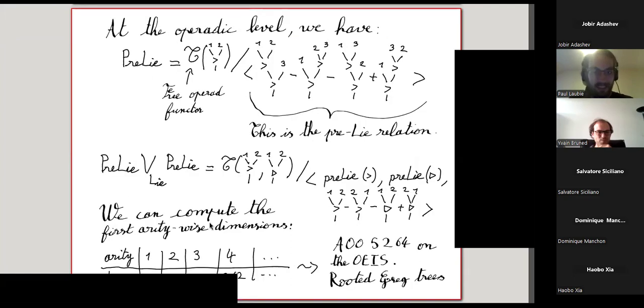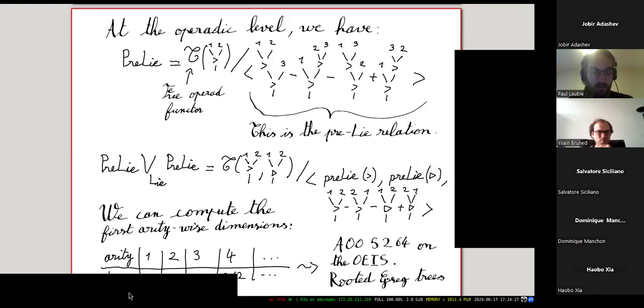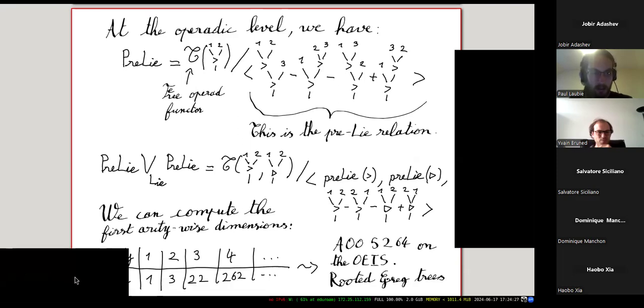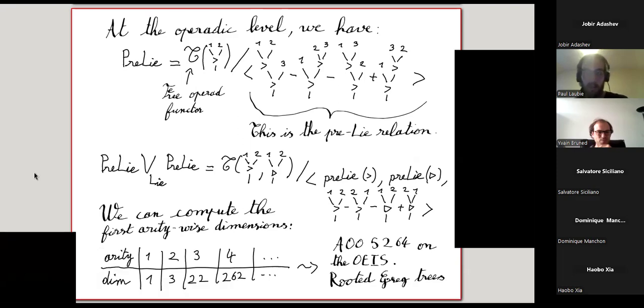Oh, this is a bit unfortunate. Did I move the black square away from the presentation? Fine. They are still there, but okay. I cannot make it disappear. I'm sorry. Okay.